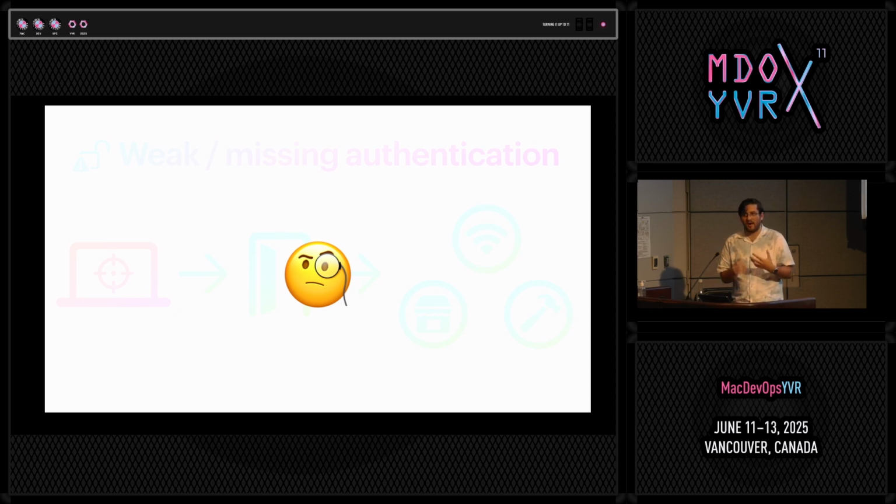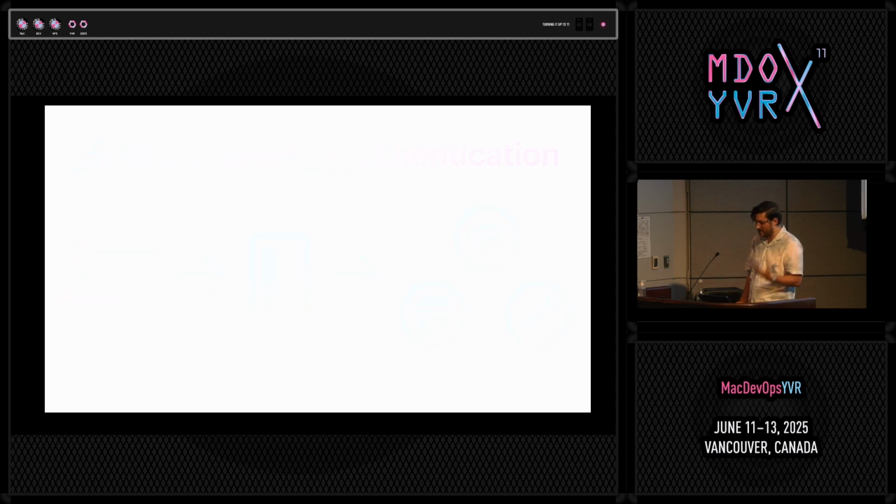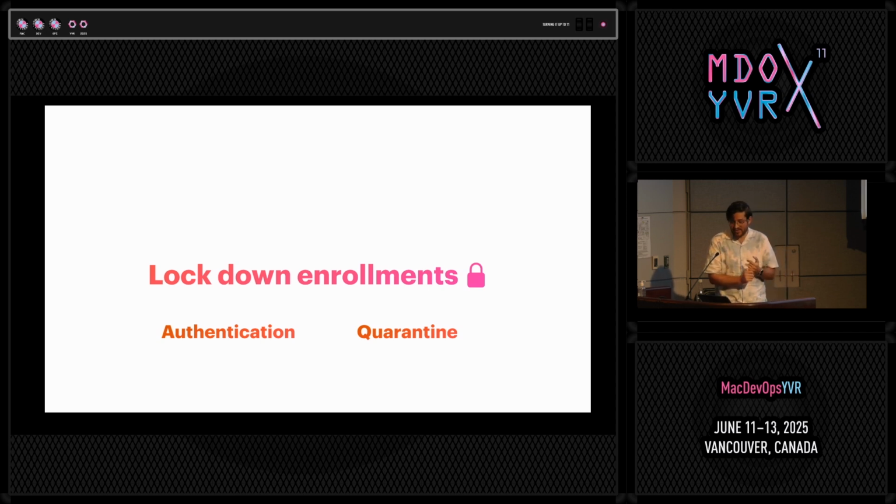This is going to be more MDM dependent, but the general idea is this: implement authentication as well as quarantining when you can. If a machine is not something you recognize, try to hide it away, don't give it the resources it needs, and figure out, is this actually an employee BYOD or an actual problem?